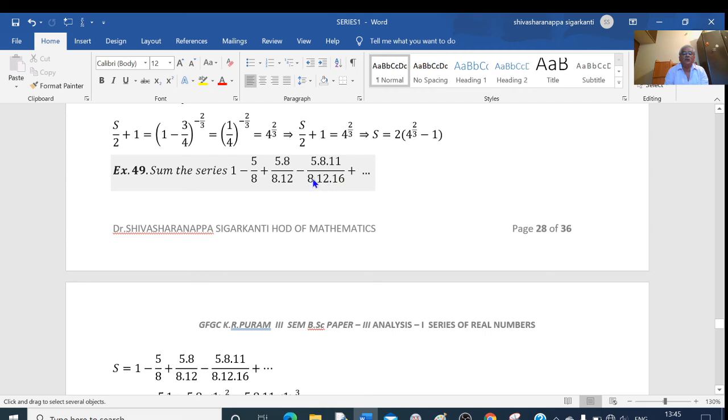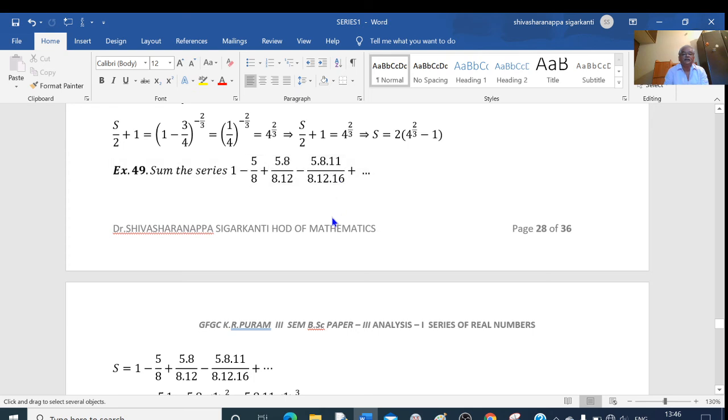What is the greatest common divisor of these three? 4 is the greatest common divisor. I will write this as 4 into 2, 4 into 3, 4 into 4. That means 4 cube into 4 factorial. And this also can be written as 4 into 2, 4 into 3. That means 4 square into 3 factorial. See, I am getting 3 factorial 4 square. Here I am getting 4 factorial 4 cube.